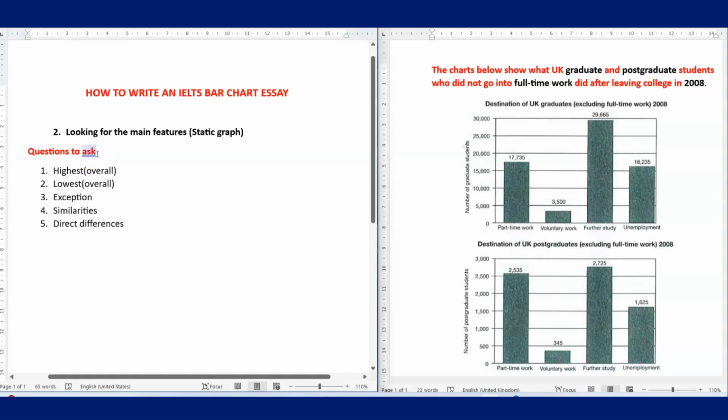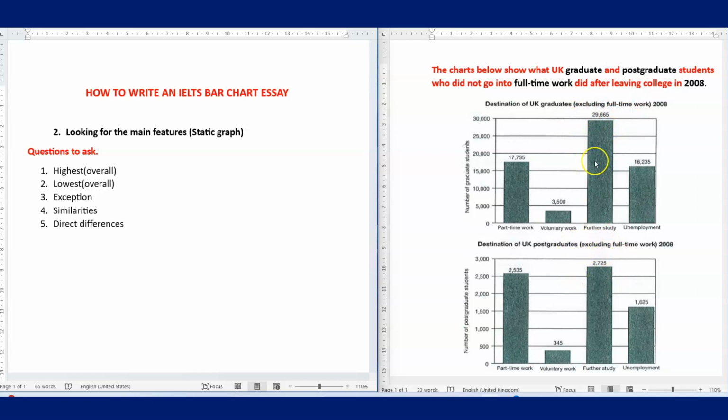The first question is, you have to look out for the overall highest. So what is the overall highest? Remember, we said that with a static graph, you need to compare the variables. So we have 2 different variables here. We have the graduates and then we have the postgraduates, right? And then under that, we have four different categories. We have the part-time, voluntary, further study, and unemployment for both of them. So we can compare them and look at the highest.